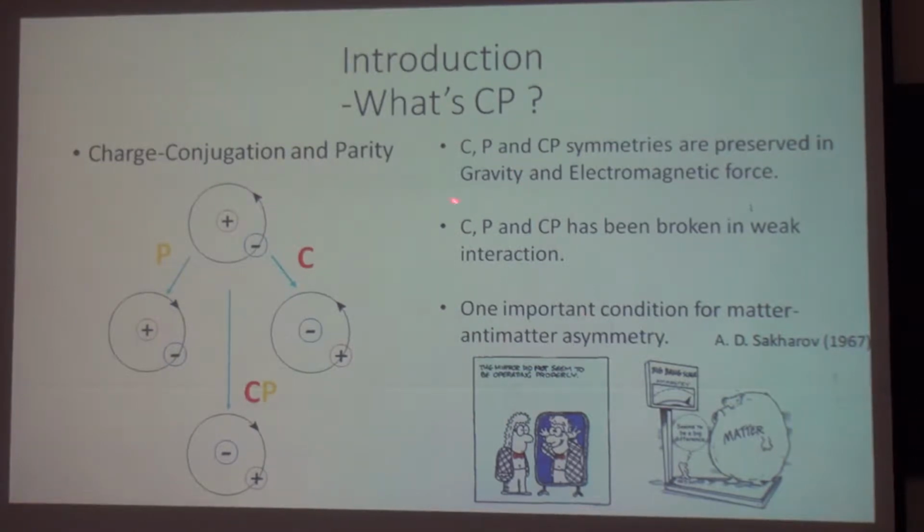And we know, actually, this is very famous. The C and the CP symmetry actually are preserved in gravity and the electromagnetic force. However, it is also a famous thing that P and CP have been broken in the weak interaction. And so, why is CP very important? Actually, they can explain... The CP violation is a necessary condition for the matter and antimatter asymmetry. It's very famous, called the Sakharov conditions.